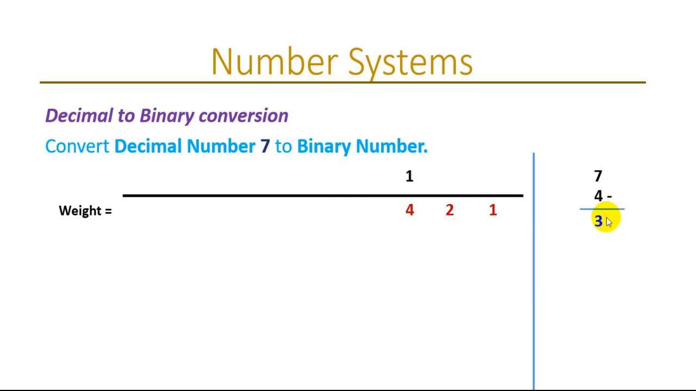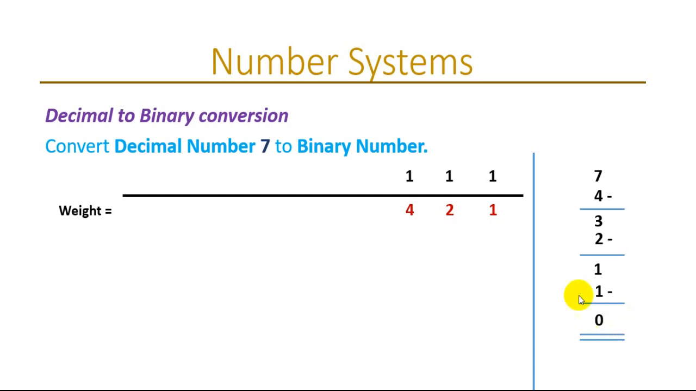So to represent 3, I can put 1 for 2, right? So that means 2 also I have utilized. So less 2, the answer is 1. So I need 1 more. 1 I can put here, 1. Then I'll subtract that. Now we have 0. That is the end of it.